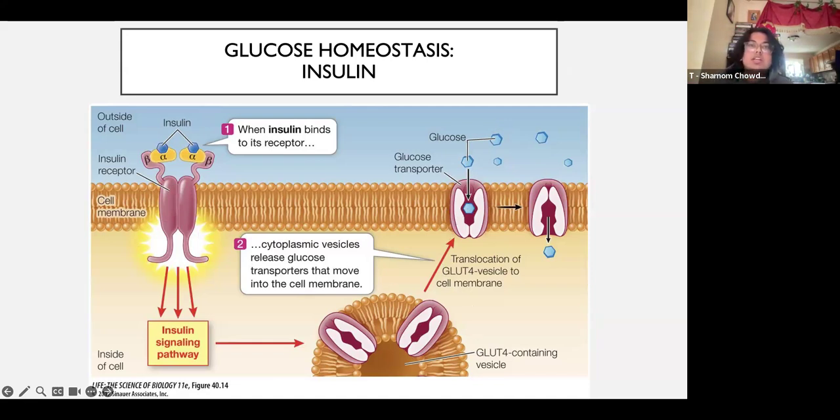So glucose homeostasis is a relatively simple-ish pathway. Once again, insulin binds to a receptor within the cell membrane. This causes a vesicle to release glucose transporters. The transporters go within the cell membrane and help bring in glucose from the outside environment.